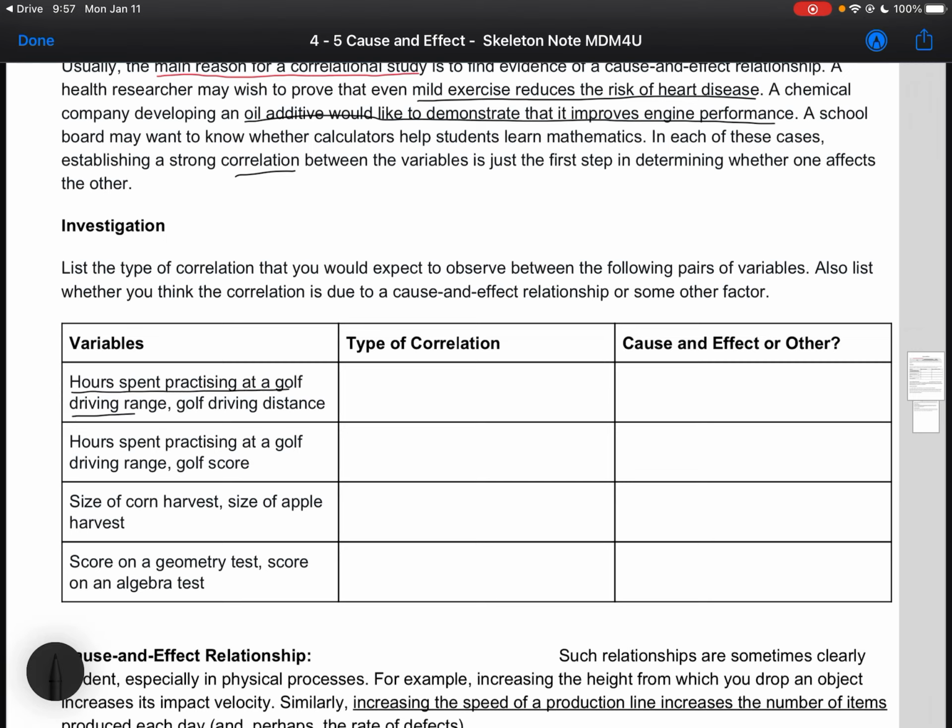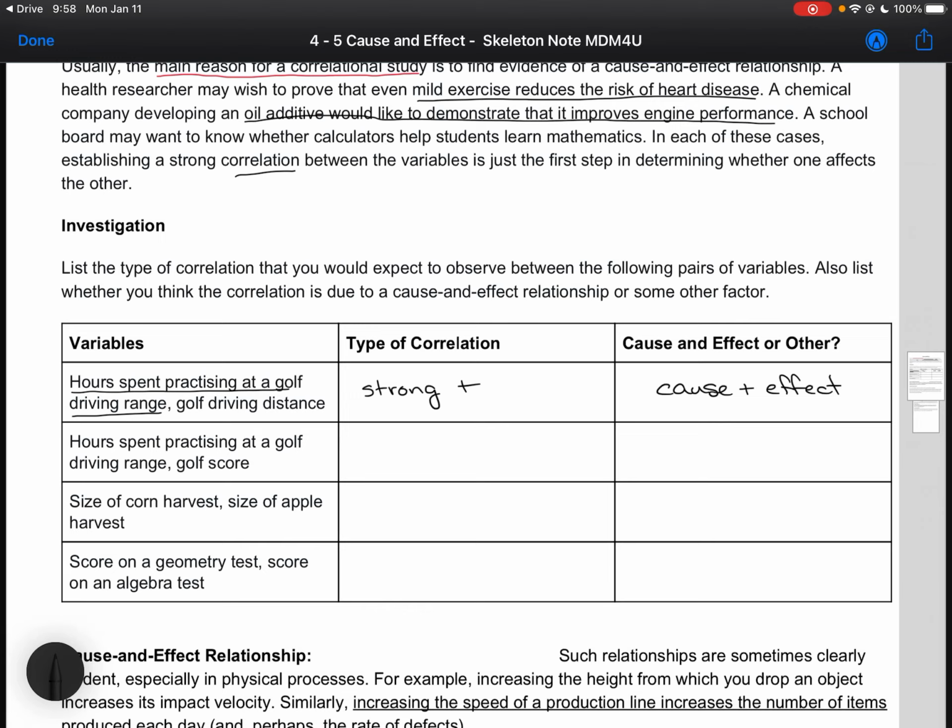So here are the two variables: hours spent practicing at a golf driving range and the golf driving distance. So probably the more you practice, the further you can drive the golf ball. So strong positive. And this is probably cause and effect. One variable does affect the other.